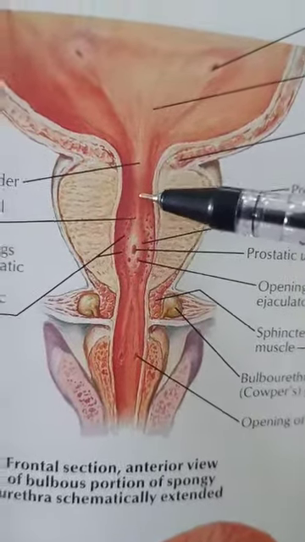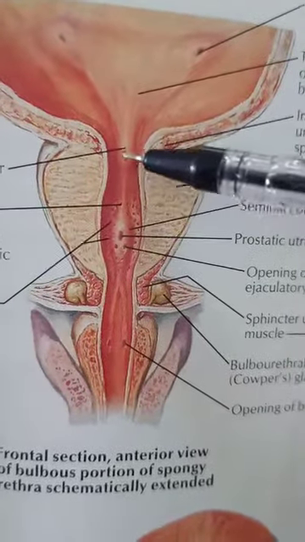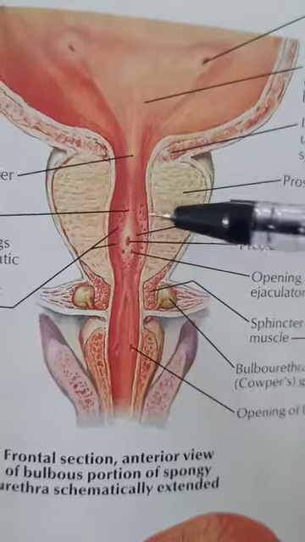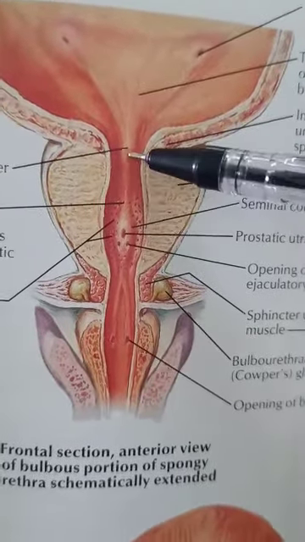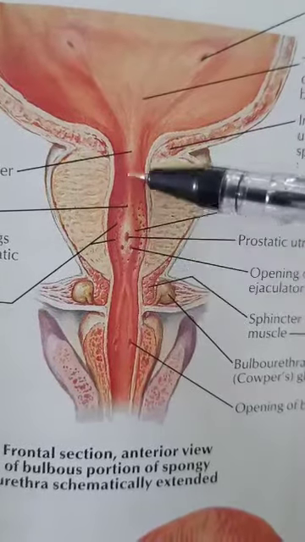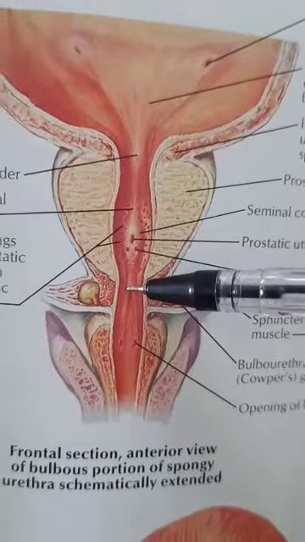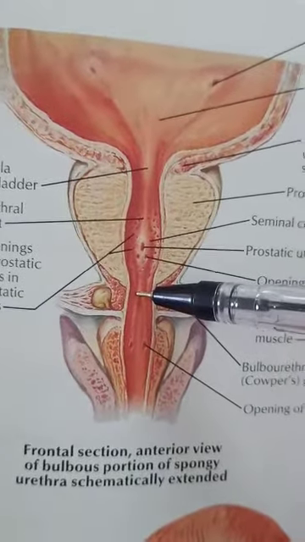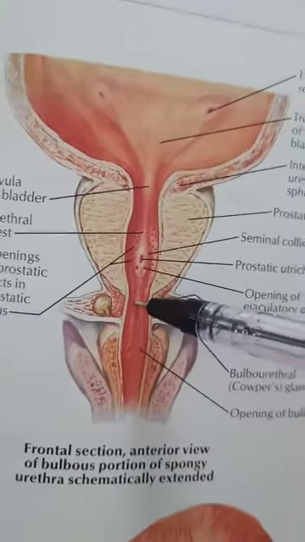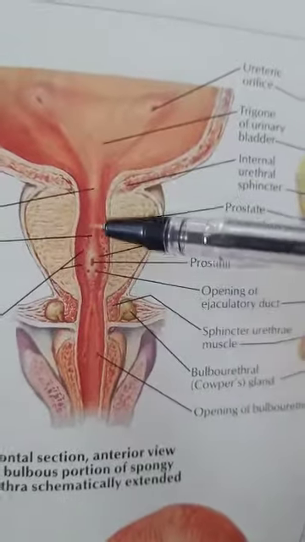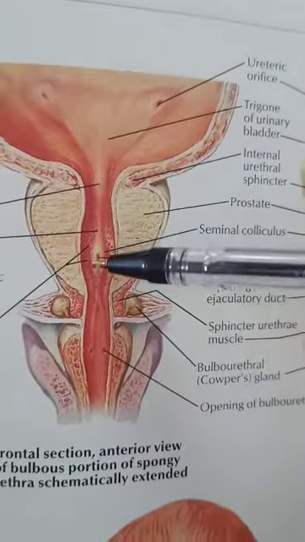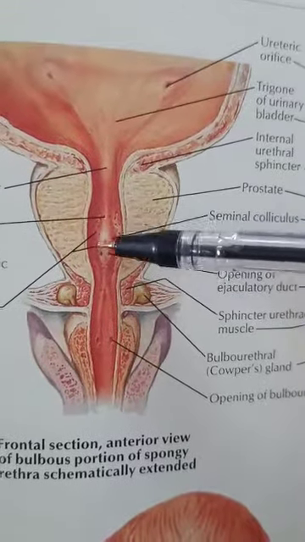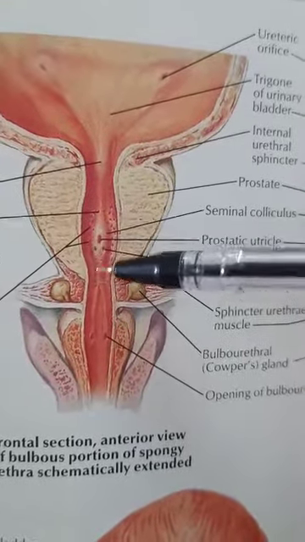Here we can see the posterior wall of the prostatic urethra has a thickening. It is produced by the lobe of the prostate gland. This thickening seen in the posterior wall of the urethra is known as the urethral crest. Then at the center part of the urethral crest, we can see a bulging. This is known as the verumontanum.